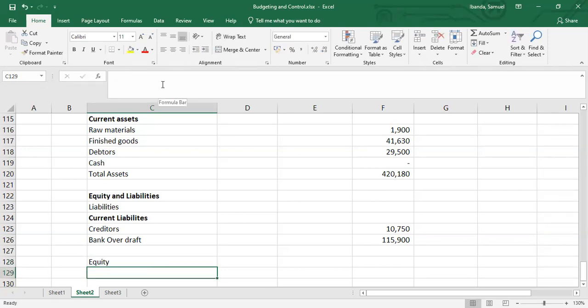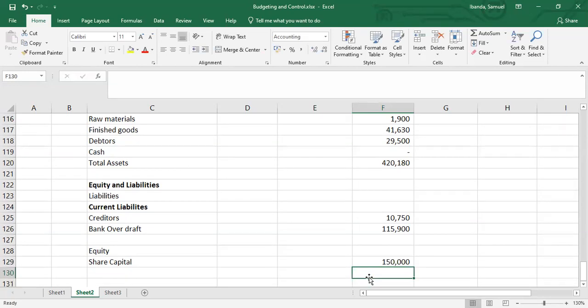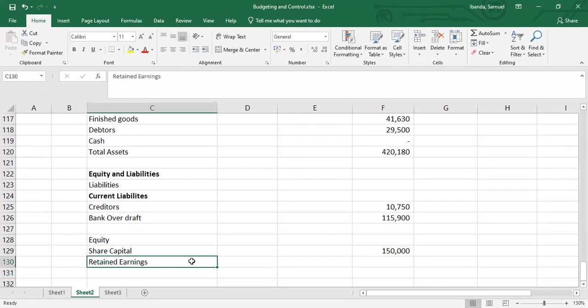So from the question, when you look at your beginning balance sheet, we had share capital. Our share capital is 150. Now, share capital during the period didn't change, okay? If they had issued any new share capital, then we would include it right there, okay? But we don't have that there. Then the other item under equity is our retained earnings, okay?